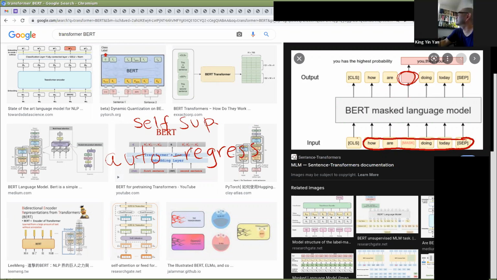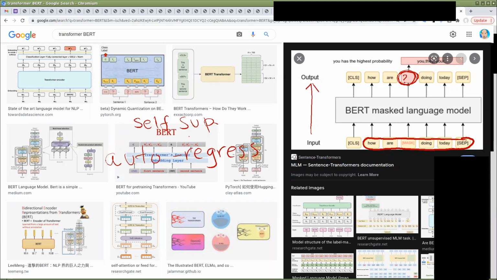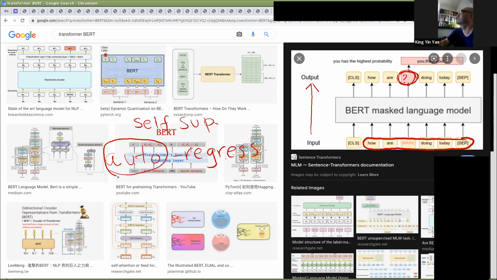What's the output of auto-regression? The input and the output are basically the same, except that sometimes something is masked. You don't know this one, so you need to use the context to predict it. But basically the input and output are the same, and that's why it's called auto. Regression just means predicting what's missing.